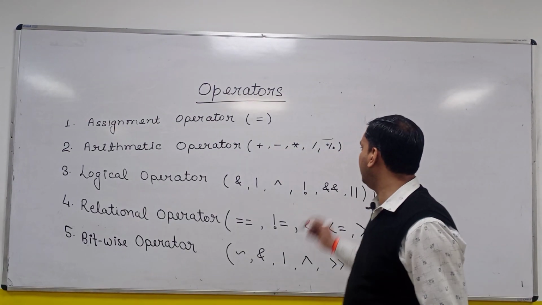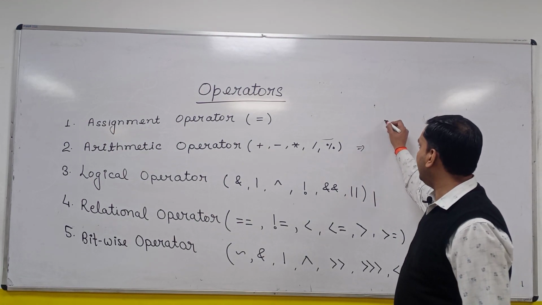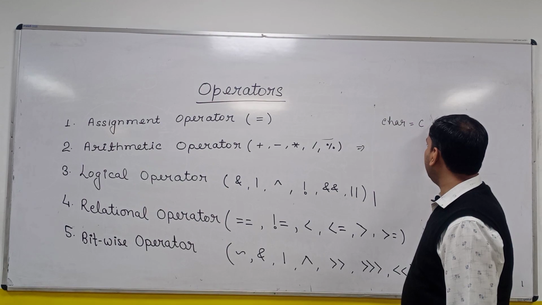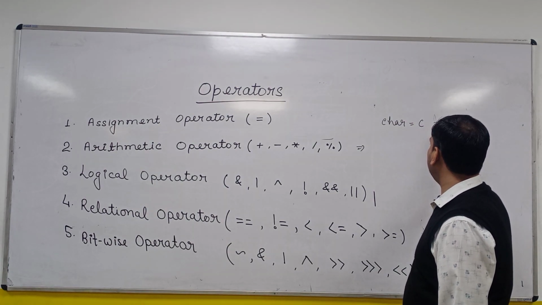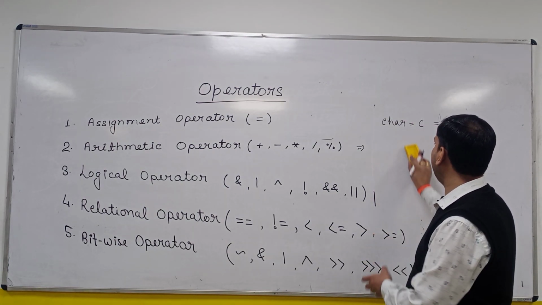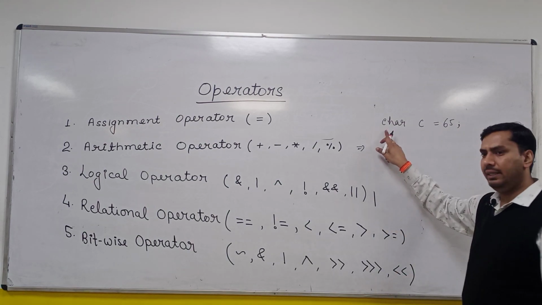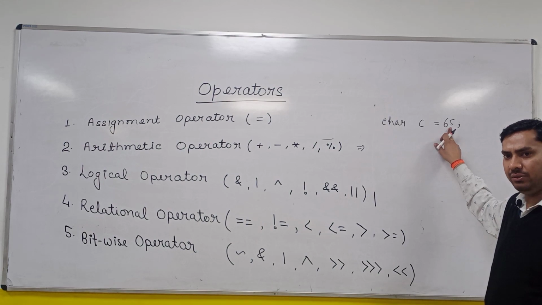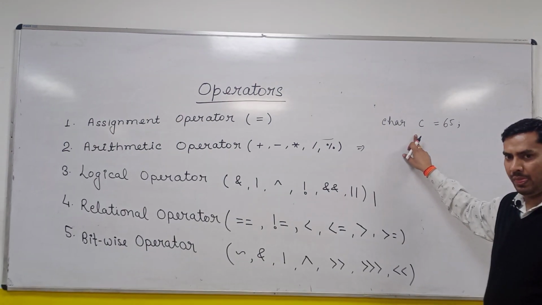It means if you have created a char variable, let's say I am writing char c is equal to 65. This is something we have already discussed in data types, that char can be assigned an int type value during the first-time declaration.